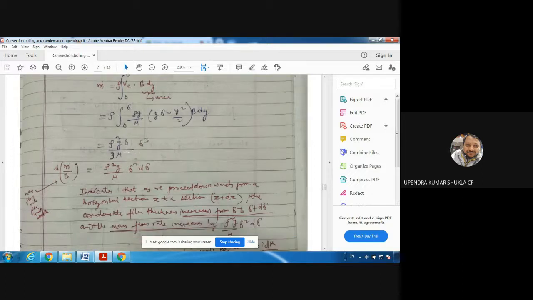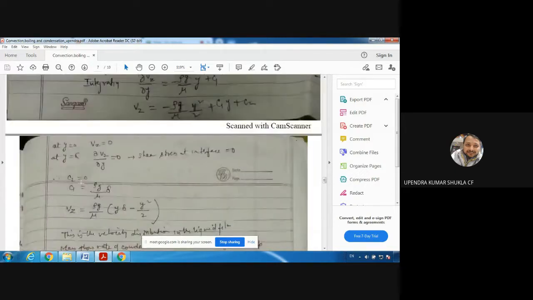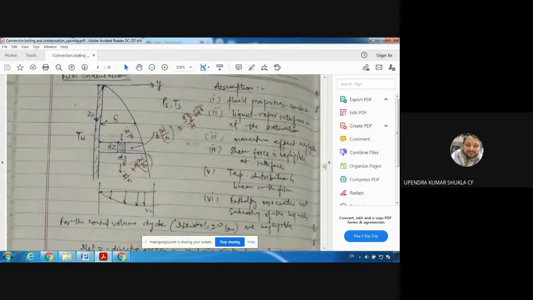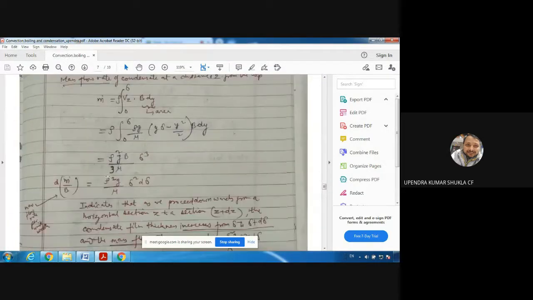Since b is coming into the picture, but we want to find out the mass flow rate per unit width, you must divide m dot by b. Now you also want to know, if you move a further distance dz from z, how much the mass flow rate changes. So when you are moving downwards, from z to z plus dz, what will be the change in mass flow rate? You just have to take the differential of this.